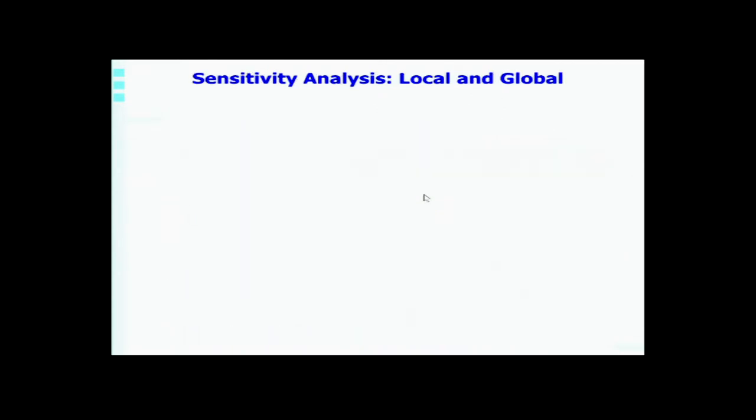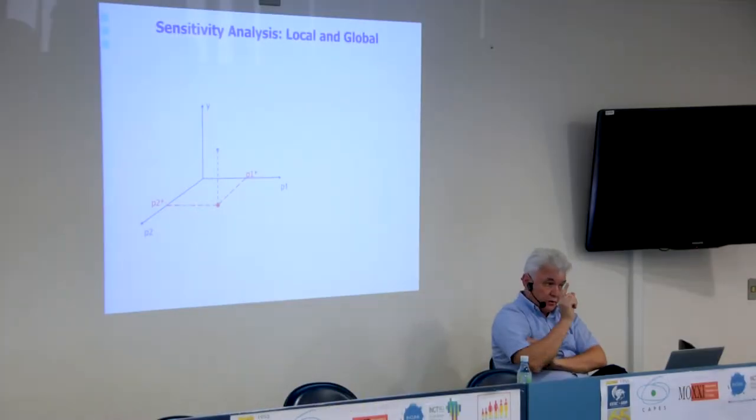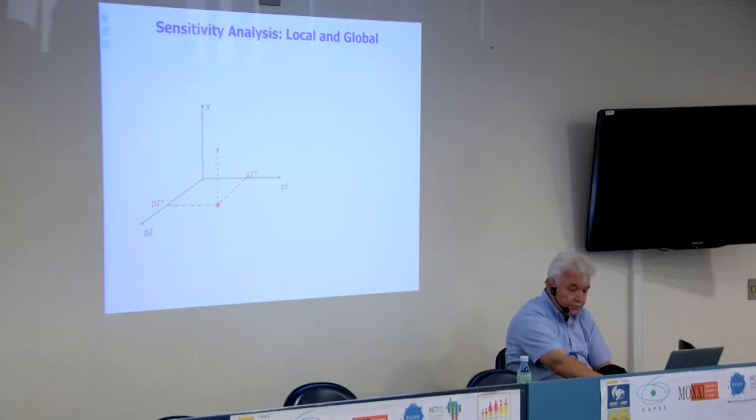So let's first look at the local sensitivity analysis. Imagine you have a model with two parameters, P1, P2, and Y is the output of that model on this plot, okay? So this is the optimal calibrated set of parameters, P1 star and P2 star, achieved by calibration. So when we run the model for that value, we get output Y. Okay, one time step, one output.